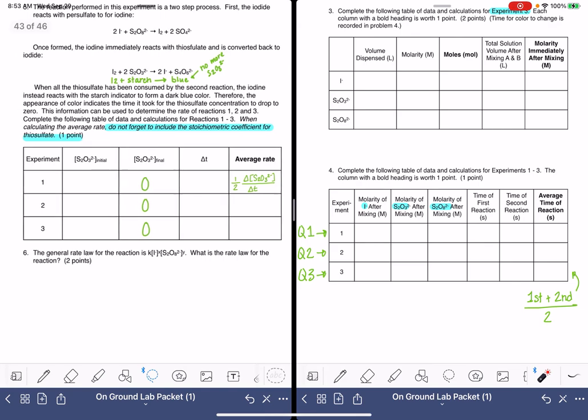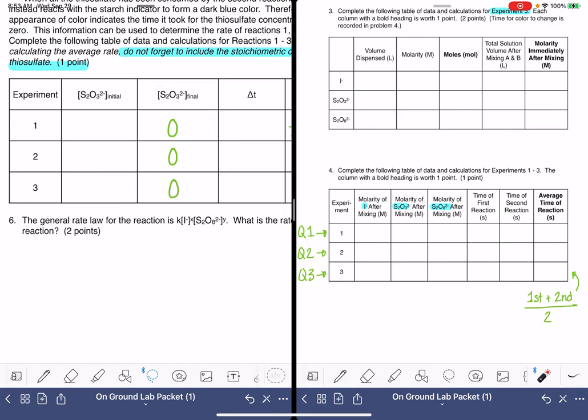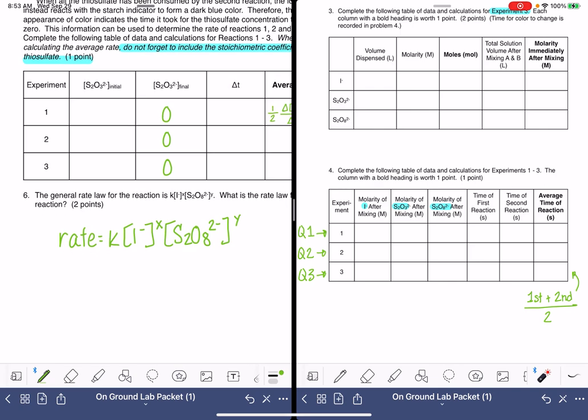Once you get the average rate calculated, the last thing that you're going to do is calculate the rate law for the reaction. The general rate law is rate equals k [I-]^x [S2O8 2-]^y, S2O8, not S2O3. And here, we're going to follow the same technique that you've learned in class. When you have three sets of data, experiment one, two, and three, you need to find two experiments where, let's start with I minus, the concentration of I minus stays the same.